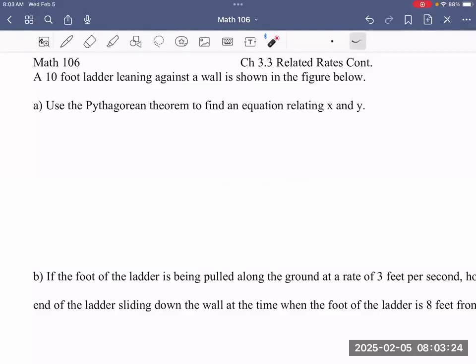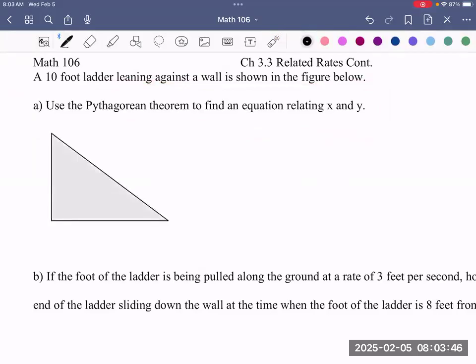So it says a 10-foot ladder leaning against a wall is shown in the figure below. And it tells us right here in our problem that we need to use the Pythagorean theorem to find an equation relating x and y. So it's nice. I won't exactly tell you exactly what to do on our test. However, we have it on this sheet. Now, the first thing we need to do is draw a picture.